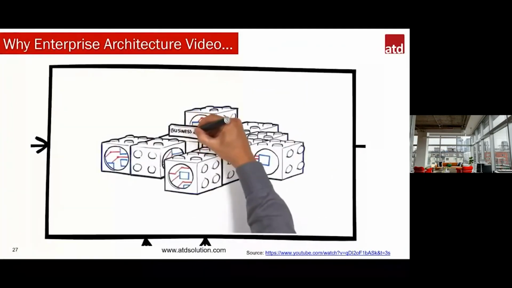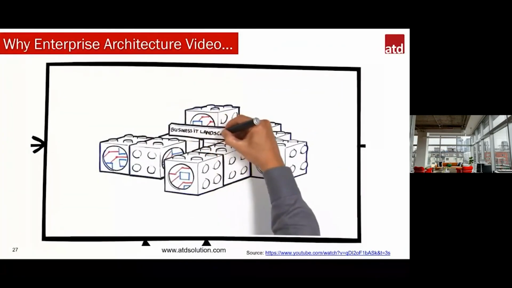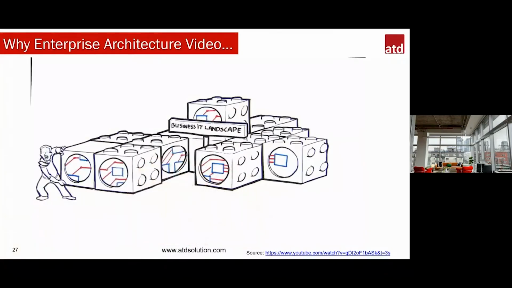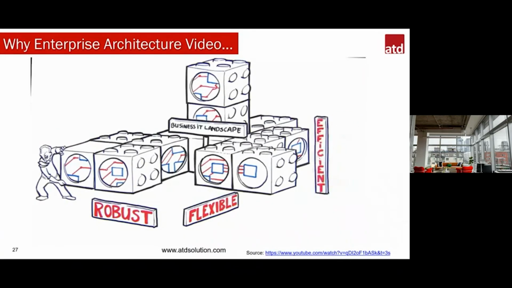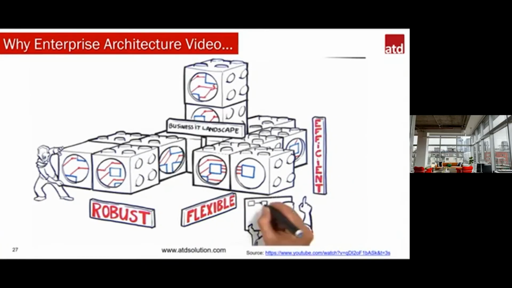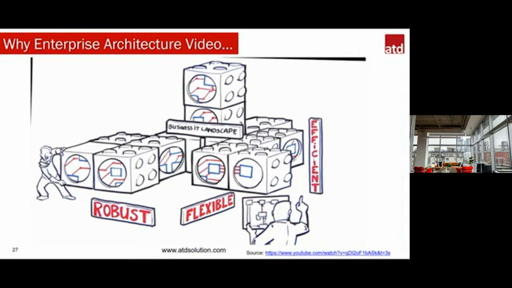We have to deal with the IT landscape in such a way that people have the freedom to create improvements and that there's always room for innovation. Architecture makes sure that our IT landscape is robust as well as flexible and efficient. This requires a process to keep things organized.